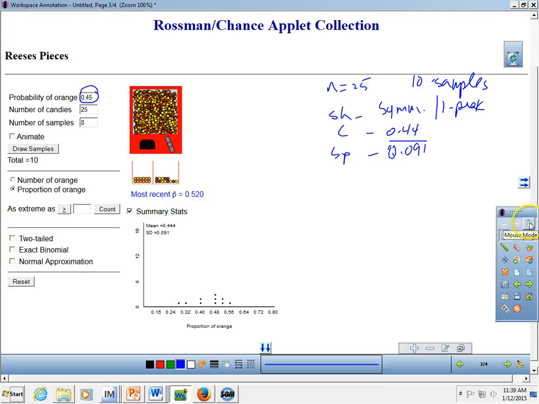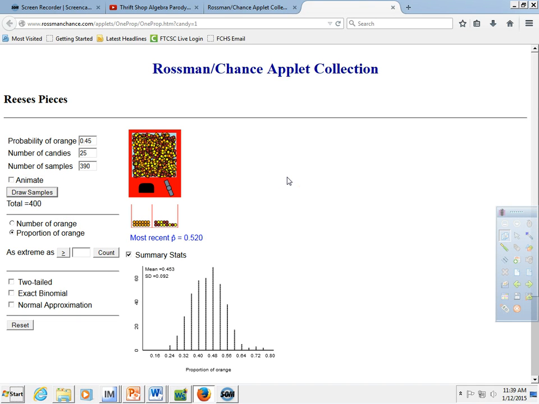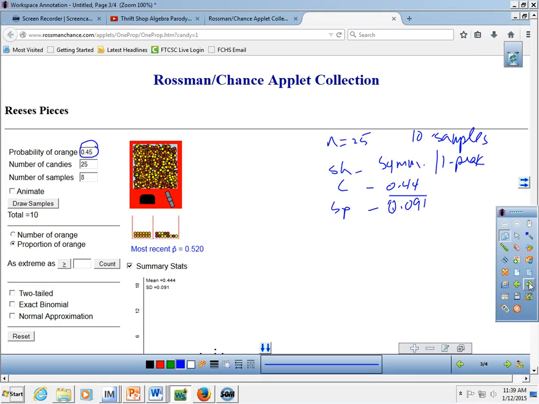Okay? Now, what if we took more? Let's say we take a total of 400 samples. Okay? Now what happened? With our 400 samples, we can do, again, shape, center, spread. Now, you're not going to see the sampling distribution here, but we'll go back and forth, right? So what happened when we took more samples? So now n is 25 candies. And now we've got 400 samples.